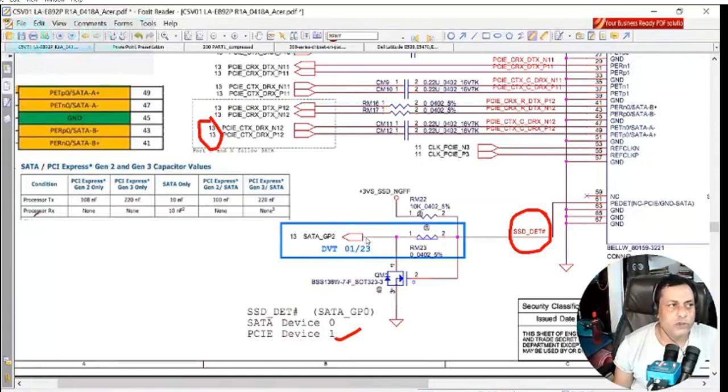Capacitor values. One thing, this is the coupling capacitor. First of all, let me introduce the coupling capacitor, because in most places you will find coupling capacitors given, and all the coupling capacitors are not the same. You cannot take any capacitor from a scrap motherboard and place it here.